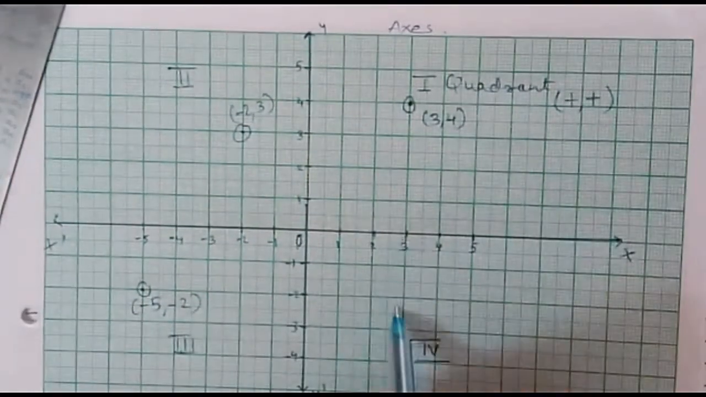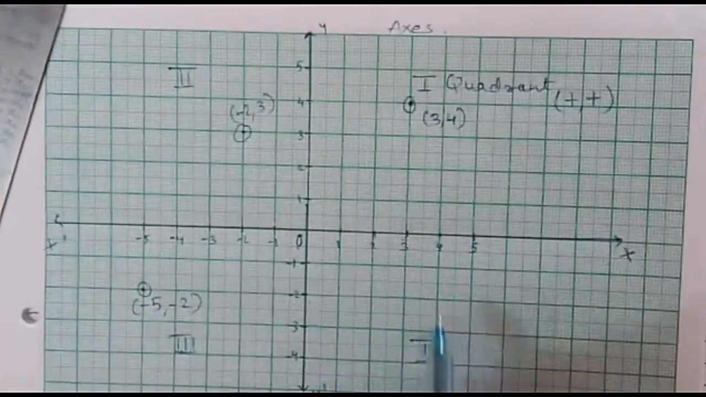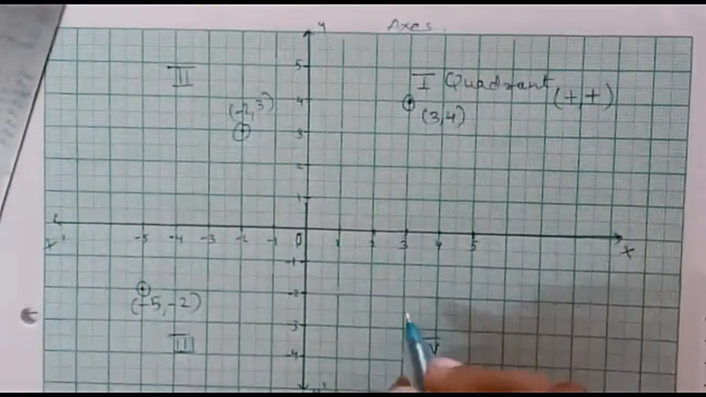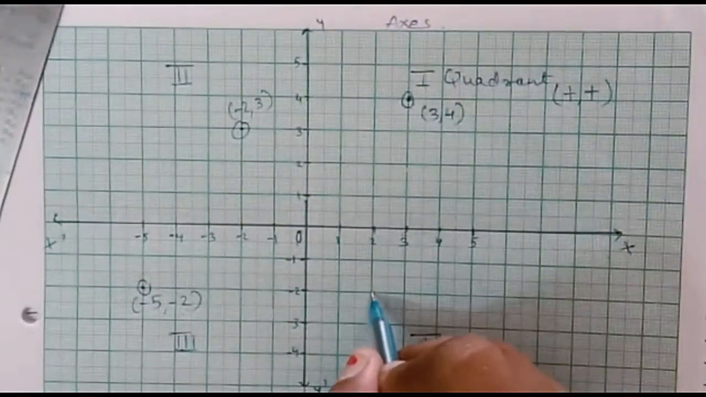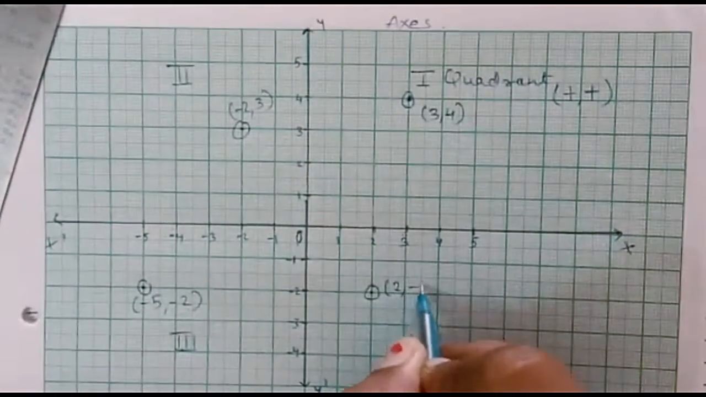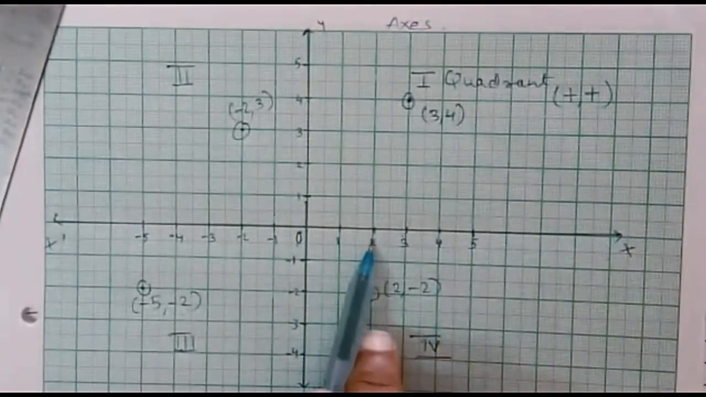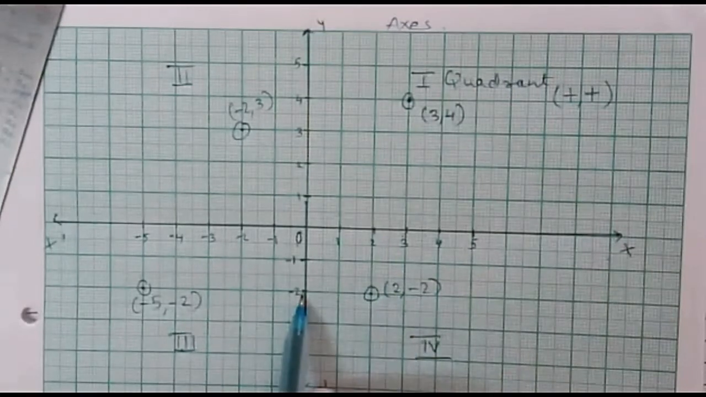If you have x positive and y negative, so the number will definitely lie in the fourth quadrant. For example, you can take (2, -2). So this is 2 of x-axis and -2 of y-axis.